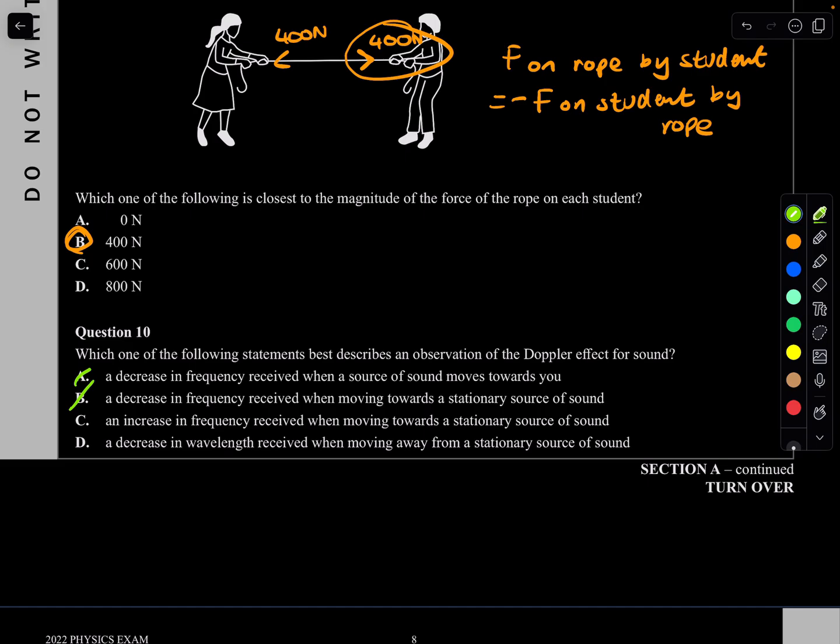C: an increase in frequency received when moving towards a stationary source of sound. Beautiful. When you have something stationary making sound like a siren and you go towards it, the frequency that you receive is going to increase. So C looks great. Let's also look at D: a decrease in wavelength. So make sure it's in frequency. You remember wavelength is inversely proportional to frequency, my apologies. So if there's a decrease in wavelength, it means it has a high frequency. So what we're saying is an increase in frequency received when moving away from a stationary source of sound. If we're moving away from a stationary sound, the frequency is going to be decreasing. So that's also wrong. So C is right.